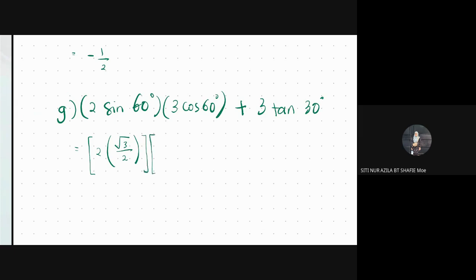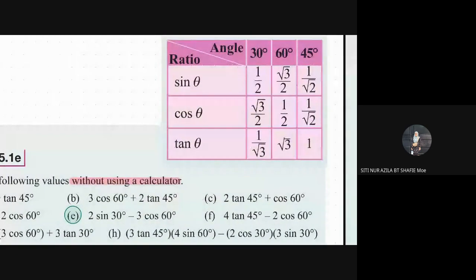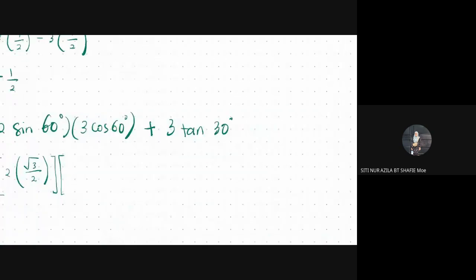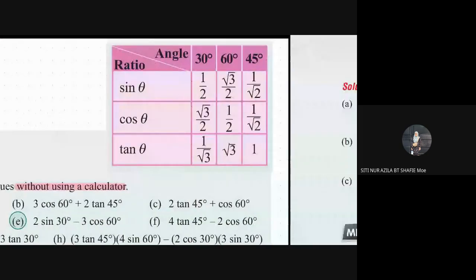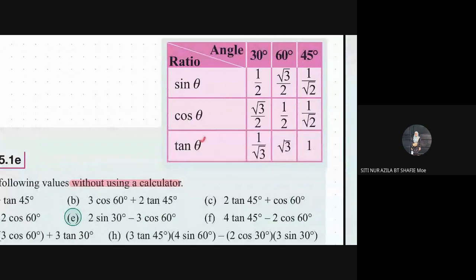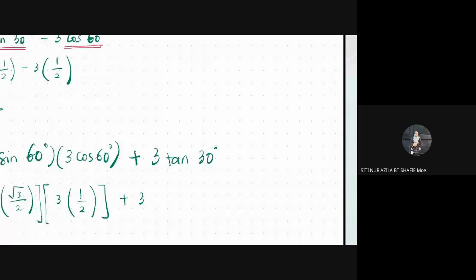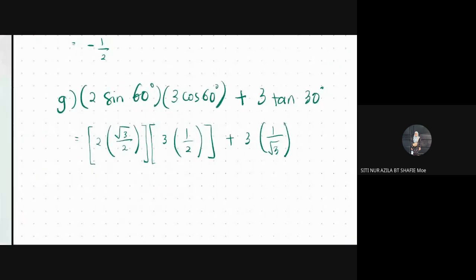Okay, then continue with your second bracket. 3 cos 60. Cos 60 is 1 over 2. 3 times 1 over 2. Okay, close your bracket. Plus 3 tan 30. Tan 30 is 1 over root 3. Okay, so how to solve this one?